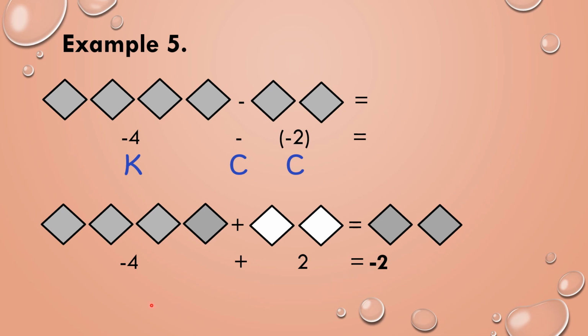Since mas malaki ang 4 kaysa sa 2, ibig sabihin, ang sagot dapat natin ay negative, since the rule is copy the sign of the bigger number. And then, magkaiba ng sign, subtract. So, the answer is negative 2.